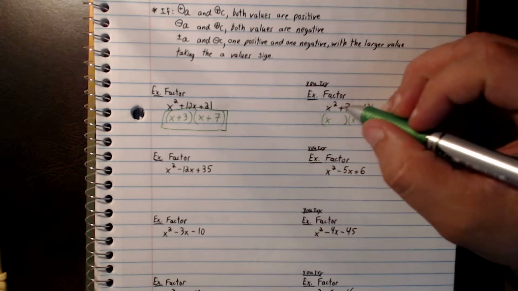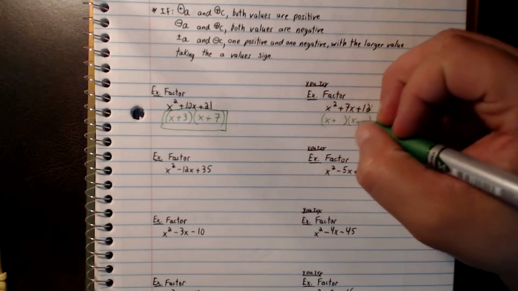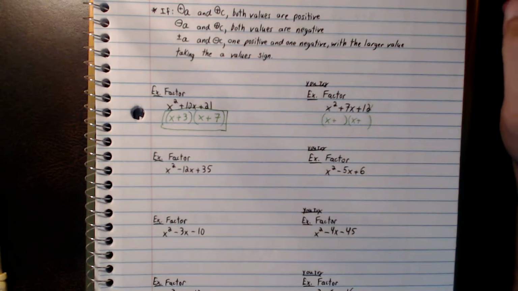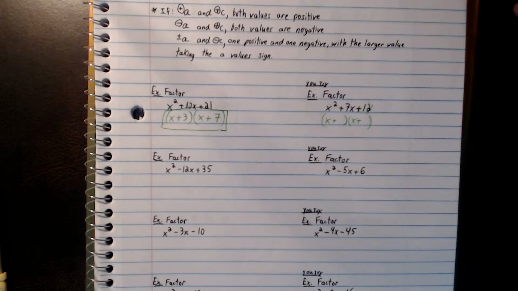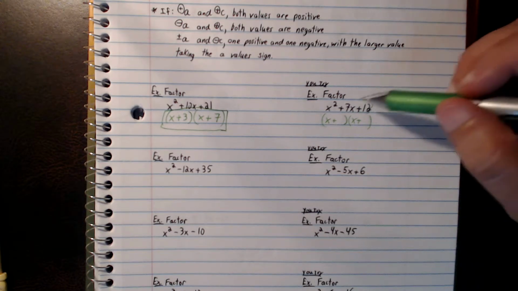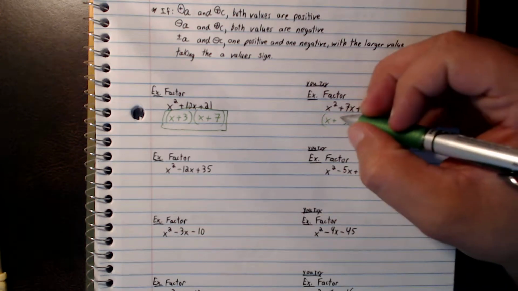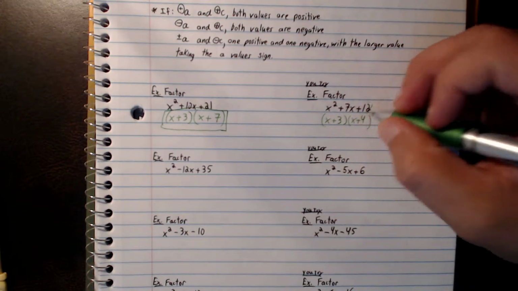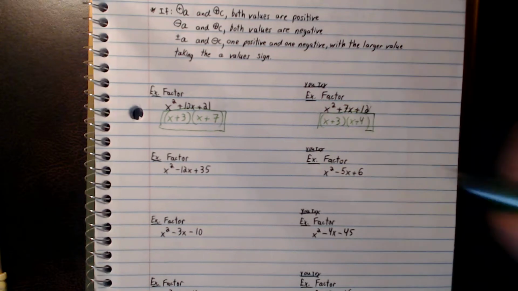And because we have two positive numbers, we know that these will be positives. So let's try some of those combos, right? 1 and 12 add to 13, too much. 2 and 6 add to 8, also too much. 3 and 4, those add to 7. So those are the numbers that we want.